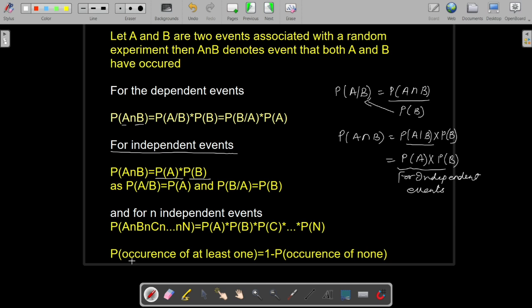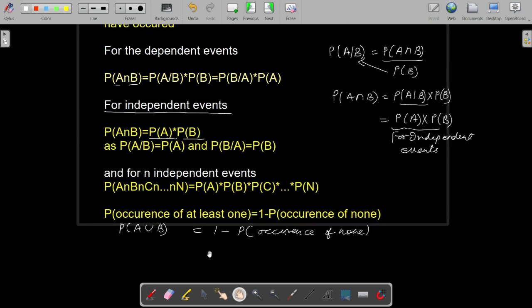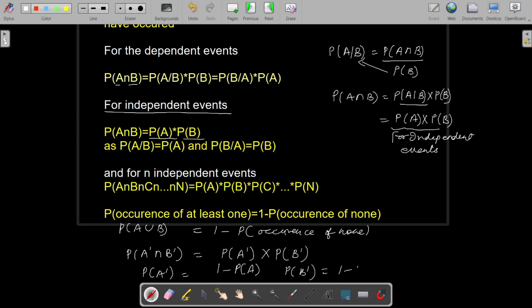And one more thing, the probability of occurrence of at least one. What is the probability of occurrence of at least one? That is given by A union B for two events. That you can find by applying this formula: 1 minus probability of occurrence of none, that means none of the events. So probability of occurrence of neither A nor B, you can apply here like this, probability of not A multiply probability of not B. And what is the probability of not A? That is 1 minus probability of A. And what is probability of not B? That is 1 minus probability of B. ये हमने last video में भी किया था. Right?